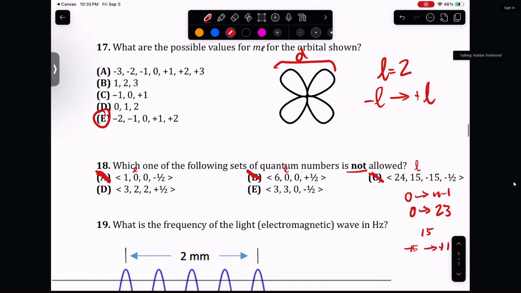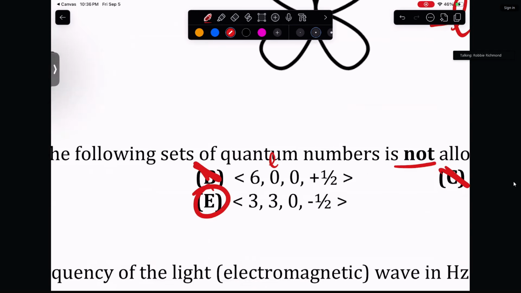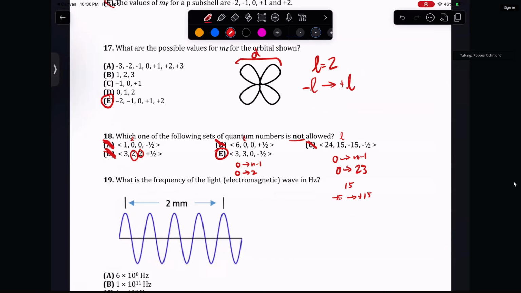Answer choice D, same thing we've gone over, principal quantum number 0 to infinity, that's true. This is n-1. This is in that range of negative L to positive L and has that 1/2. And now this one, by process of elimination, has to be the answer. But look, the principal quantum number and the L value are the same. Remember, our n-1 rule for L has to range from 0 to n-1. So if we have a principal quantum number of 3, it will be 0 to 2. Since we have an L value of 3, that makes absolutely no sense.